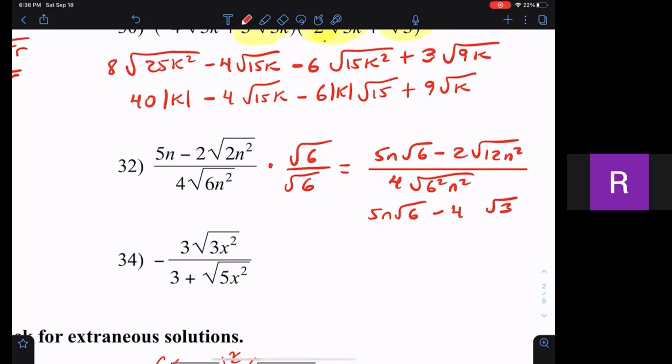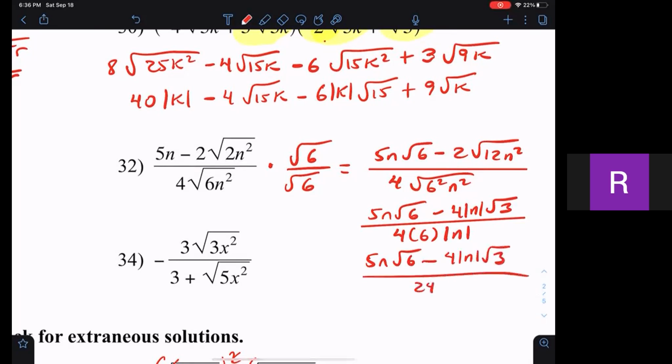And the n is going to come out as positive n with the absolute value, because it comes from an even index. And whatever comes out, comes out. That's the reason I need to put the absolute value. And here I have 6 squared, the 6 is going to come out, and the n is also going to come out. So I don't have the radical in the denominator. So this is 5n root 6 minus 4 absolute value of n root 3, and this is going to be 24 absolute value of n, and that's the answer.